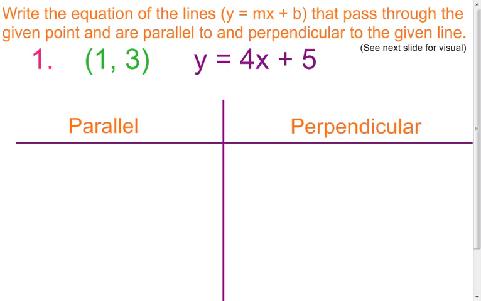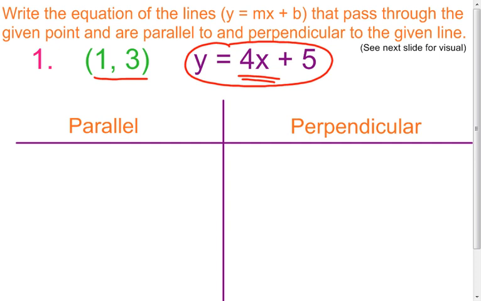This one says write the equation of the lines that pass through the given point and are parallel to and perpendicular to the given line. So here's the line I gave you, and I will show you this on the next slide. I gave you this line, and I want you to take that line and find a line that goes through the point (1,3) that's both perpendicular to this line and parallel to this line.